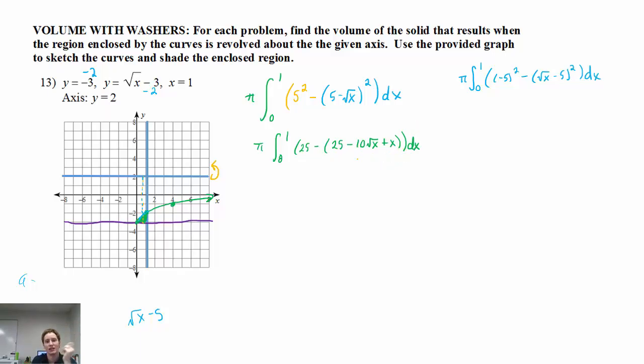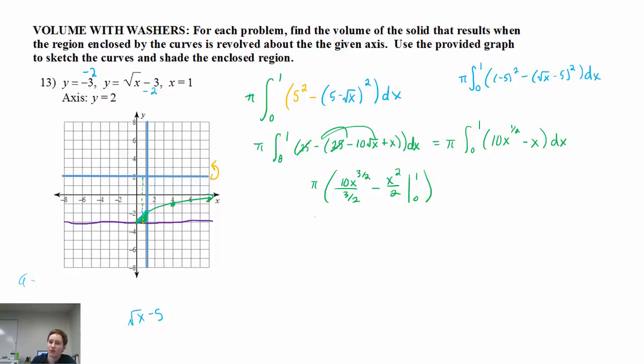So I can add like terms, which is basically going to cancel these 25s out, and then I need to distribute the negative inside of this. So this is pi, 0 to 1. It'll be positive 10 square root of x, or positive 10x to the 1/2, and then distribute the negative and get minus x. And so we'll add a power and divide. So 10x to the 3/2 over 3/2 minus x squared over 2.